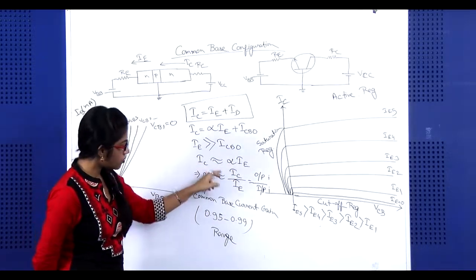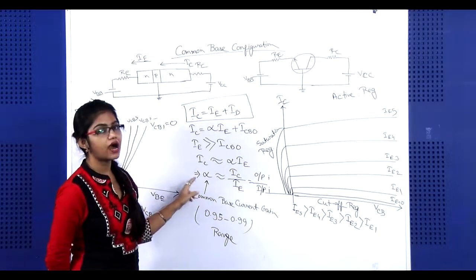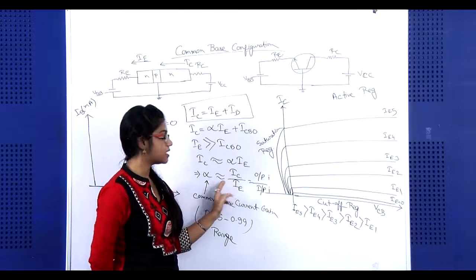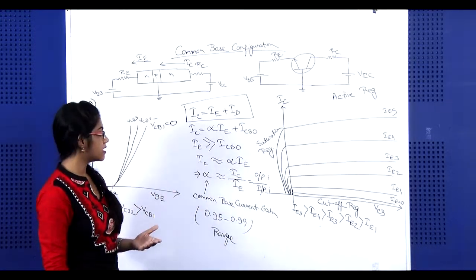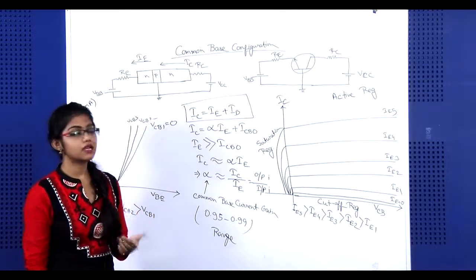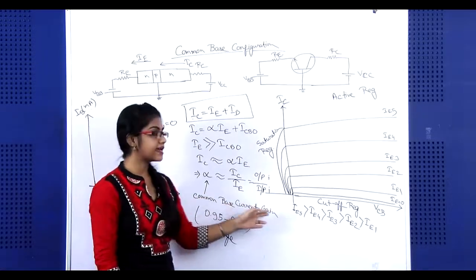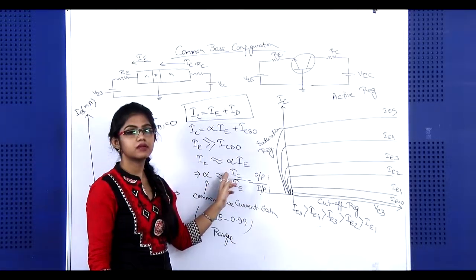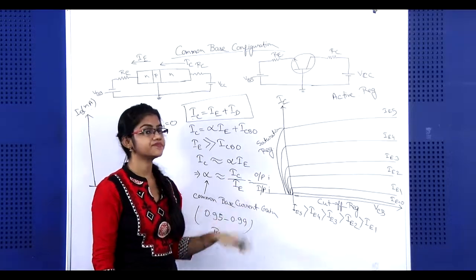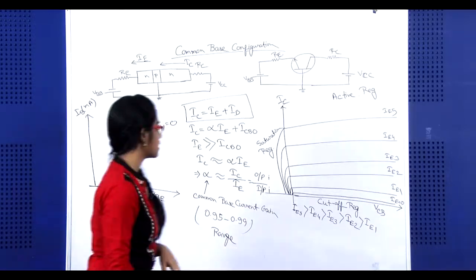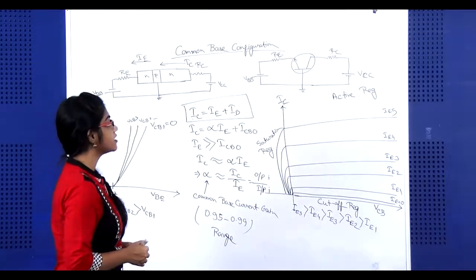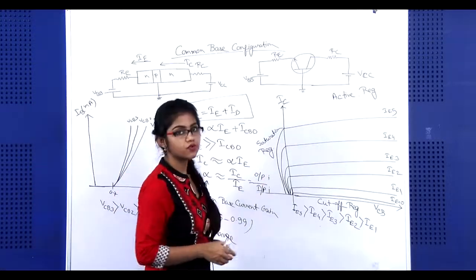So, the common base current gain value is the output current by the input current, that is IC by IE. So, in a numerical problem, you can calculate the common base current gain by dividing the output current by the input current IE. So, this one is the equation by which we can draw the output waveform.